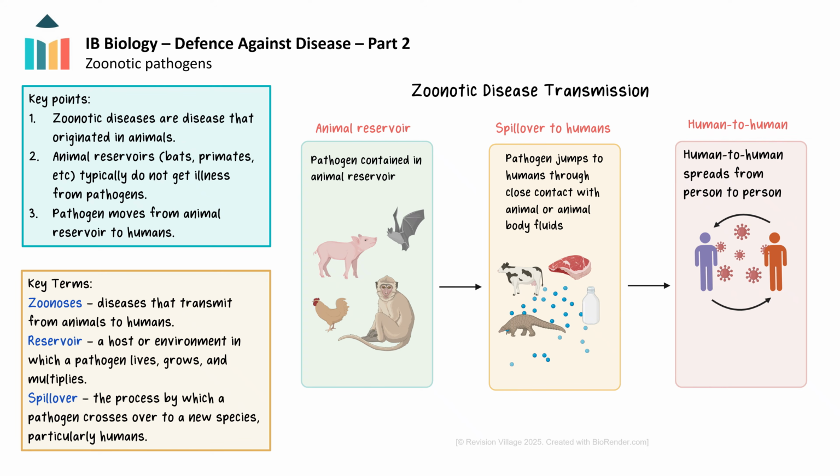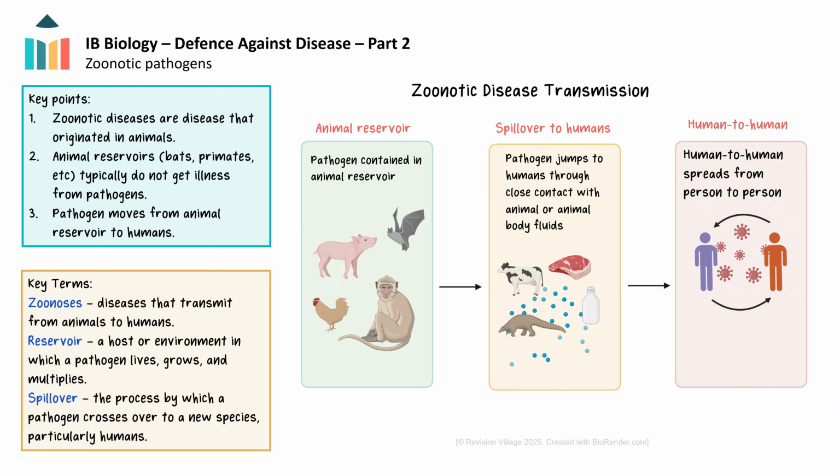Spillover often happens in conditions where humans and animals come in close contact with each other, such as in wildlife markets, agricultural settings, or during activities like hunting or farming. Factors that facilitate spillover include changes in land use, increased human-animal interactions, environmental disruptions, and genetic mutations in the pathogen that enable it to infect a new host.